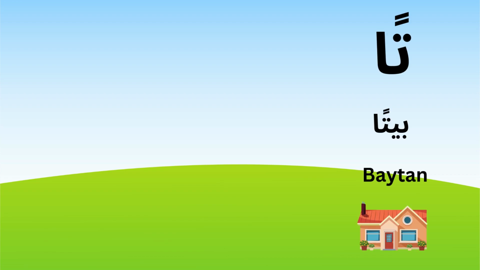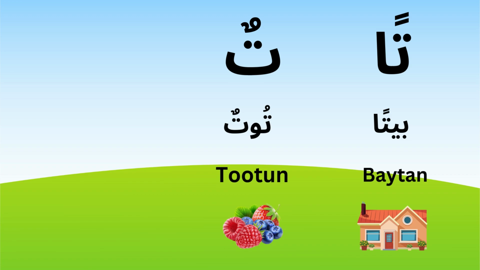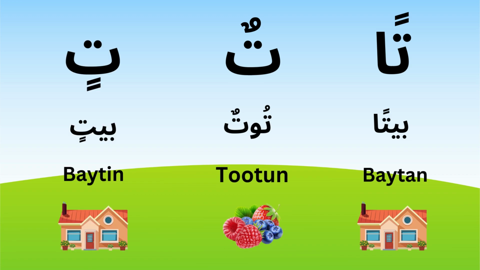Tanween with ta. With fatha. Example, baitan. With damma. Example, tutun. With kasra. Example, baitin.